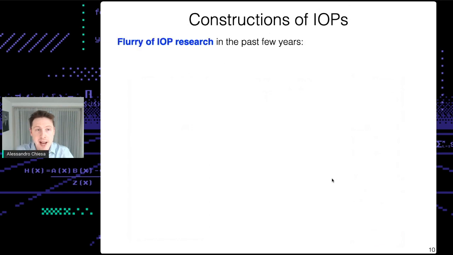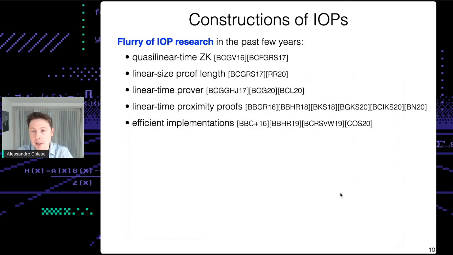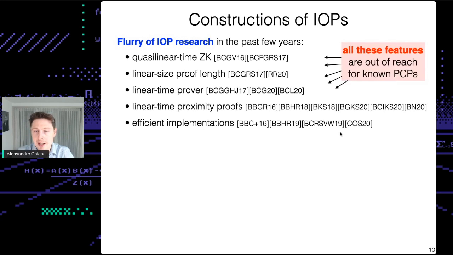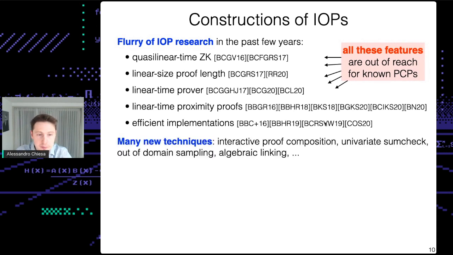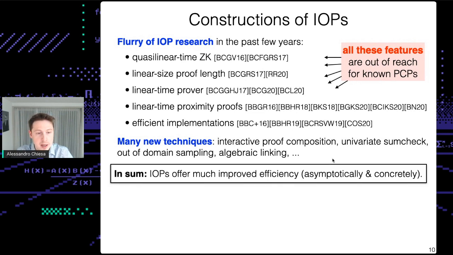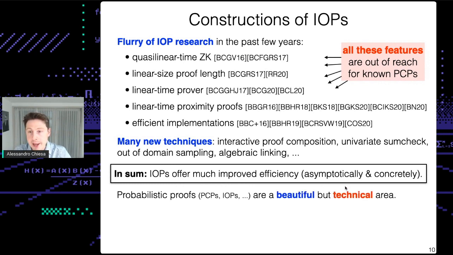The exciting thing that has happened over the past few years is that there's been tons of research in IOPs, and it discovered that we know how to do a lot of much more efficient things with IOPs that we did not know how to do with PCPs. So the interaction really helped. There are many new techniques that have been used to achieve these strong efficiency properties. And overall, 5 or 6 years after IOPs were introduced, we have much, much better efficiency, both asymptotically and concretely.